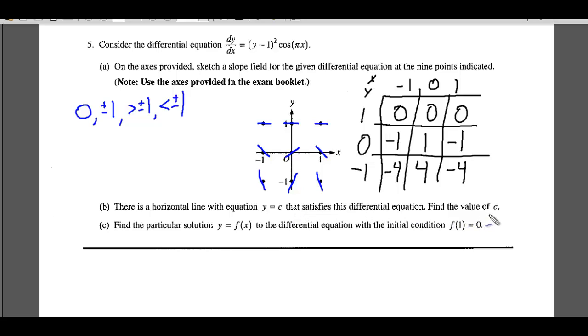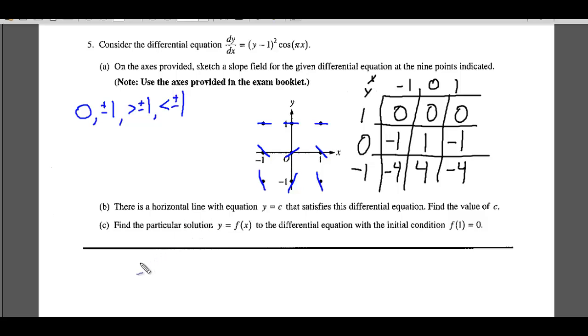There is a horizontal line with the equation y equals c that satisfies the differential equation. Find the value of c. In other words, there should be a spot where we have the equation y equals c. What does that mean? It means the slope is always 0. Looking at this, we can see slope is 0, slope is 0, slope is 0. We already talked about when y is 1, our slope is always going to be 0.